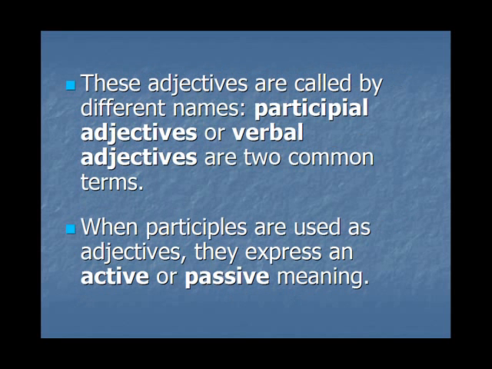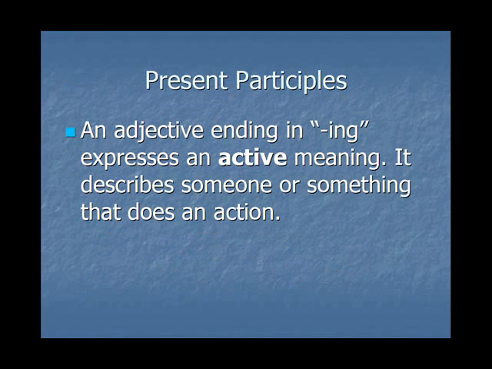Now these adjectives are called by different names. Participial adjectives or verbal adjectives are two common terms. When participles are used as adjectives, they express an active or passive meaning. Let's talk about present participles. An adjective ending in ing expresses an active meaning. It describes someone or something that does an action.